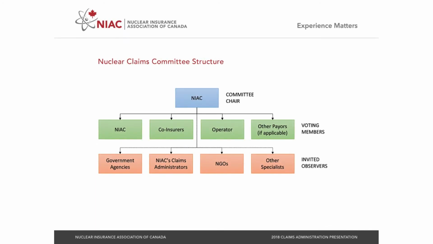So I mentioned the Nuclear Claims Committee. Because of the centralized claims administration with operators and other payors, the Nuclear Claims Committee has been created so that all stakeholders are involved in the process and the information exchange following an incident. The chair of the committee is NIAC, and the voting members are all of the insurers that are involved with the operator's insurance program for nuclear liability.